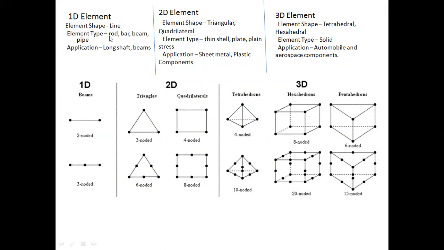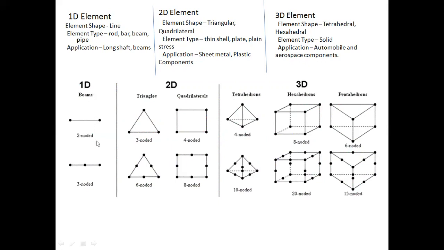Element types are rod, bar, beam and pipe. Applications are long shafts or beams, a structural application for the 1D element. For the 2D element, the shape is triangular or quadrilateral. Element types are thin shell, plate, plane stress. Application is sheet metal or plastic components. In the 3D element, shapes are tetrahedral and hexahedral. Element type is solid geometry. Applications are automobile and aerospace components, meaning the 3D element is applicable at various locations.